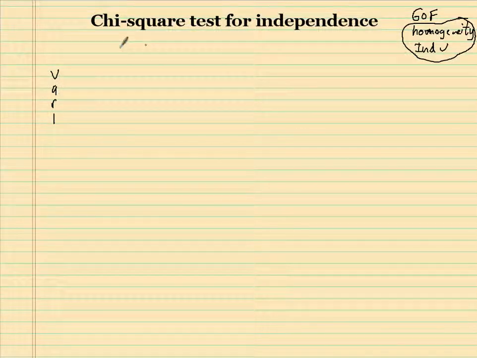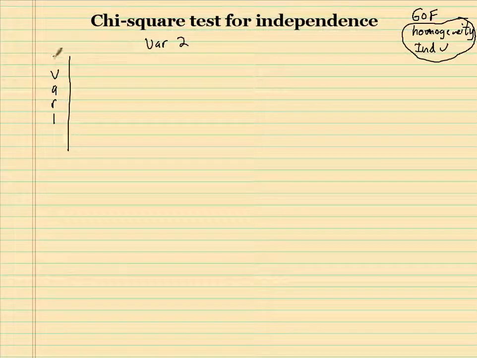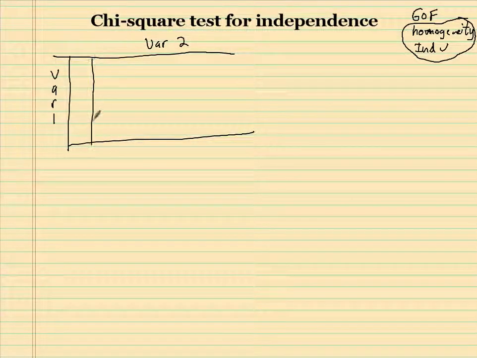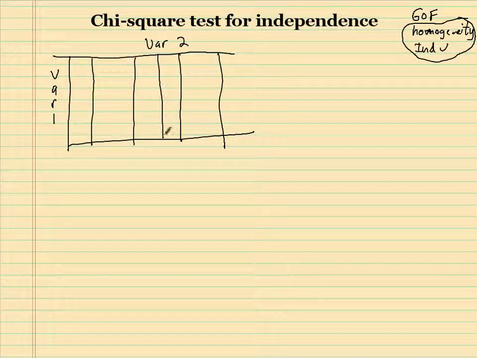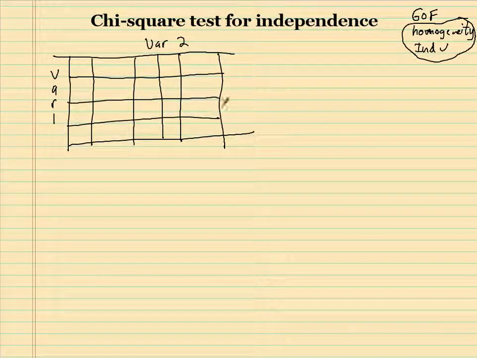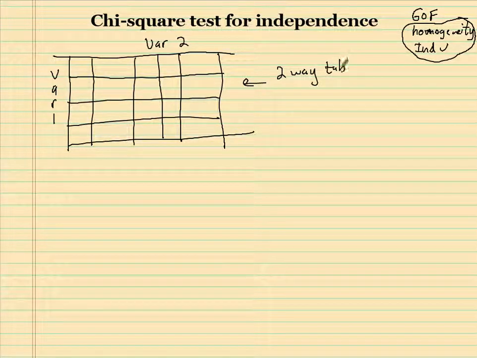They're going to give you two variables, and those variables have to be categorical. If they were quantitative, you'd do a whole different test. And you have to have at least two rows and two columns. We call this a two-way table. A two-way table is made up of rows and columns.